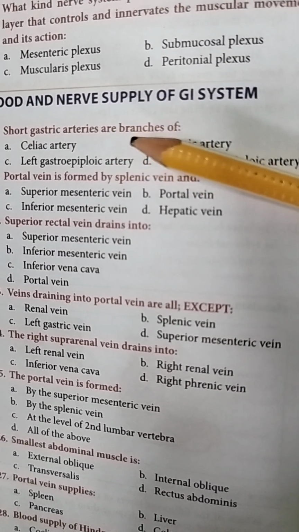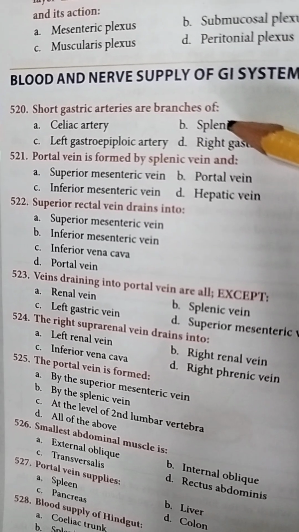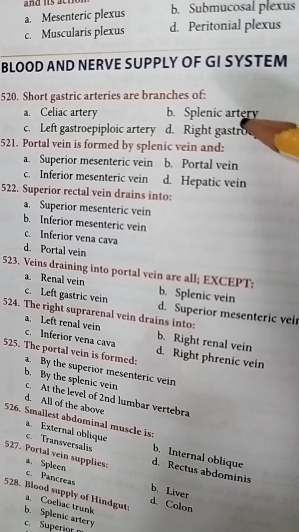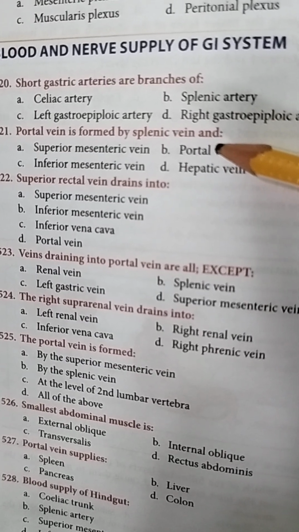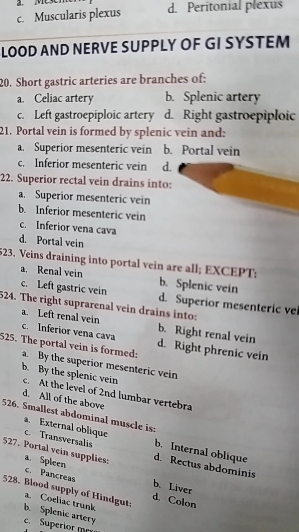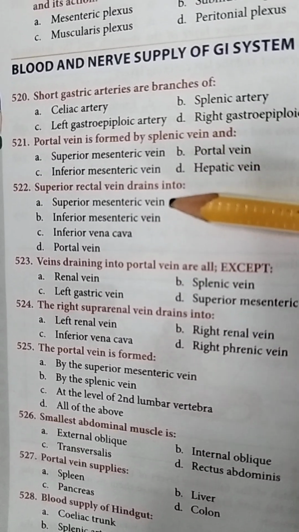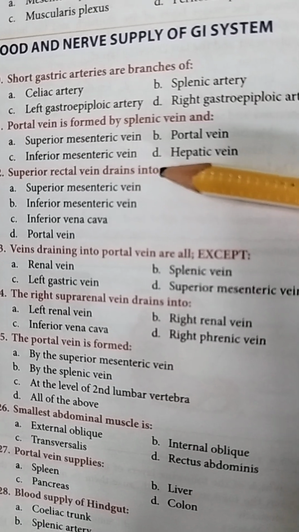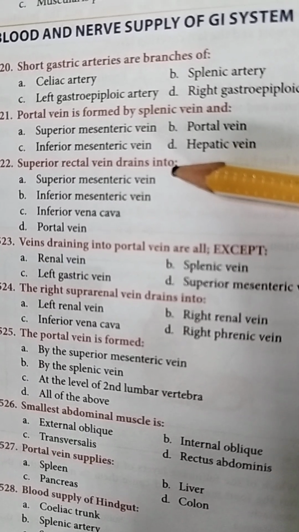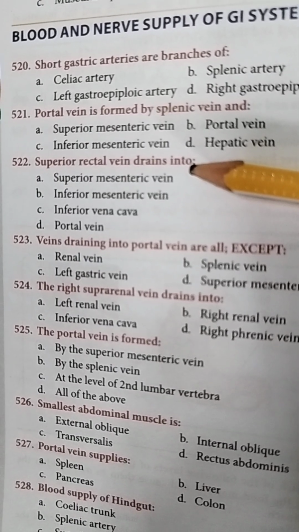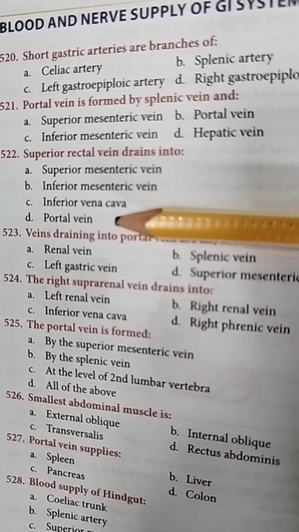Short gastric arteries are branches of splenic artery. Portal vein is formed by splenic vein and superior mesenteric vein. Superior rectal vein drains into portal vein.